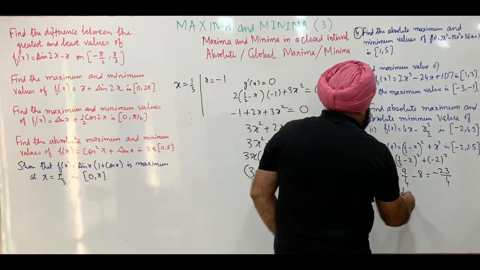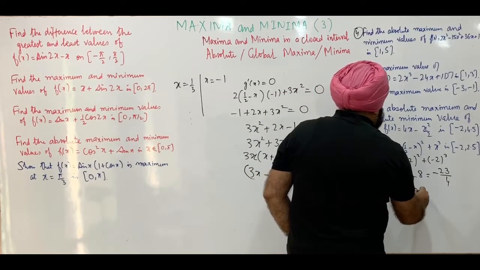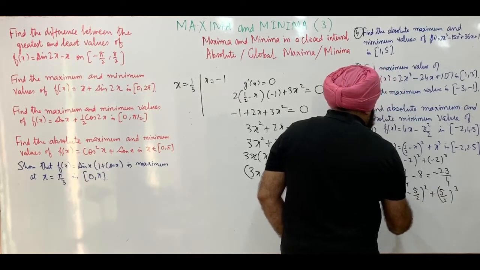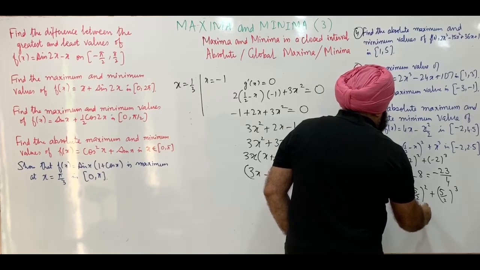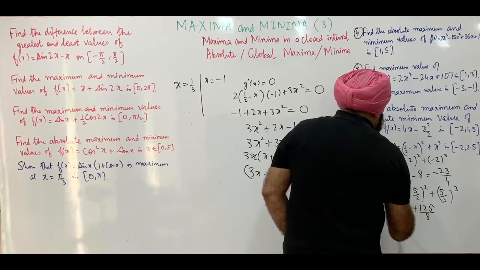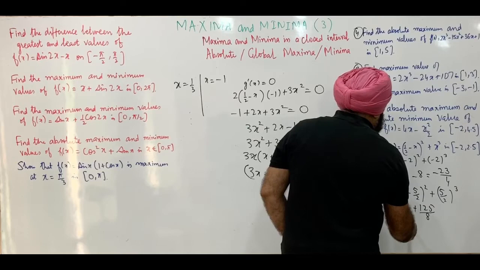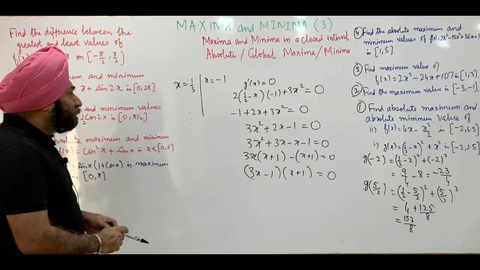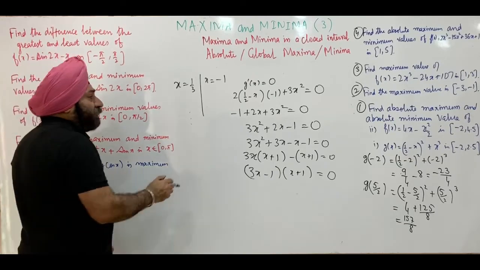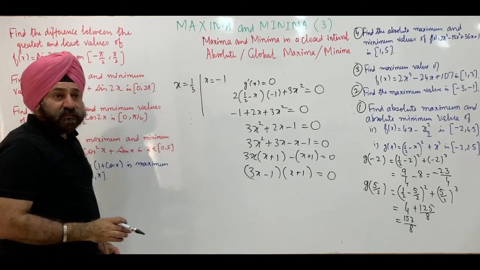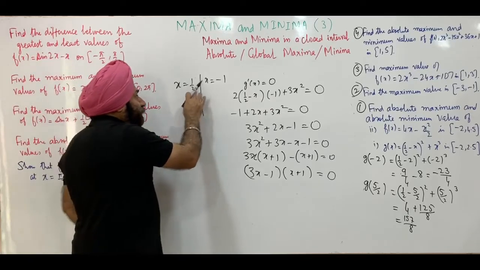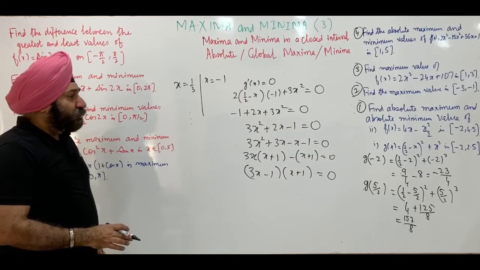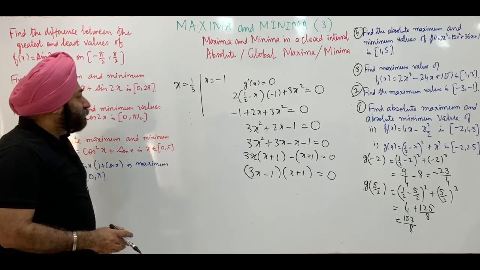This is (1/2 minus 5/2) whole square plus (5/2) whole cube. This is 4 plus 125 by 8, and that is 157 by 8. This is the value of function at the end point of the interval. Then we find out the value of function at the two critical points. We have to ensure that the critical points lie in the interval. If one or more of the critical points are outside the interval, we will reject these values.